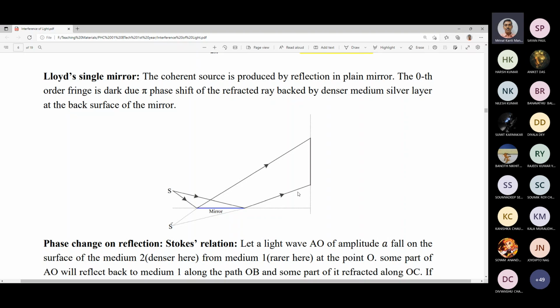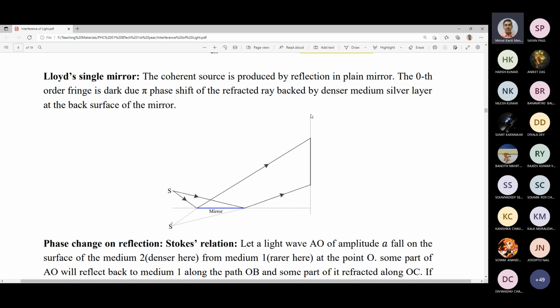So in this situation, we will get two beams. One is the direct beam from S, another is the reflected beam that may be considered as coming from S prime, that is the virtual image of S. So here we get two light beams. When we get two light beams, there is a possibility of interference. And obviously here we can also observe the interference pattern, right?